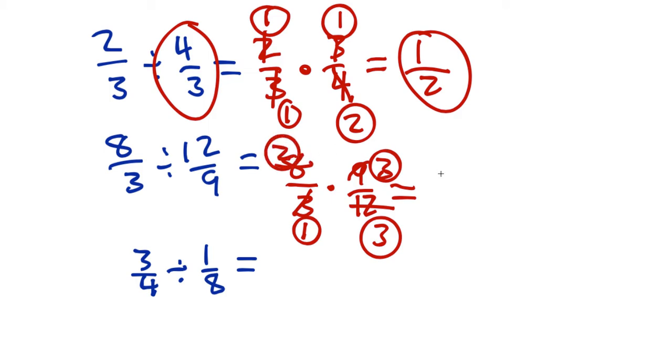I'm just going to clean this up in one more step. 2 times 3 is 6, and that's over 3. And that simplifies to 2.